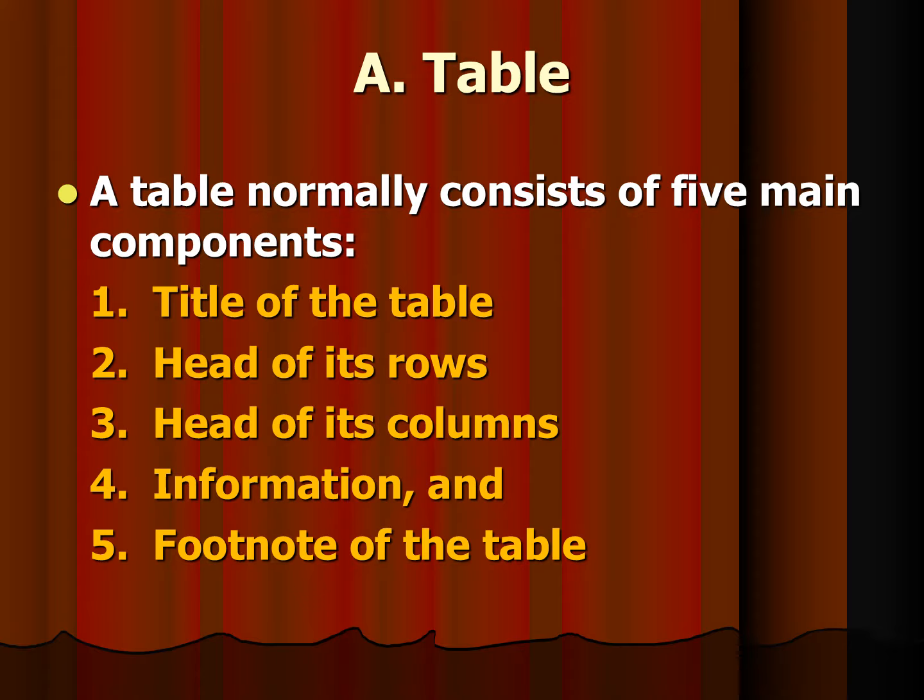Let's see the first one, a table. A table normally consists of 5 main components. The first is title of table, second, head of its row, the third, head of its columns, the fourth, informations, and the fifth, footnote of the table. Jadi, sebuah table biasanya memang terdiri dari 5 komponen ini, begitu ya.